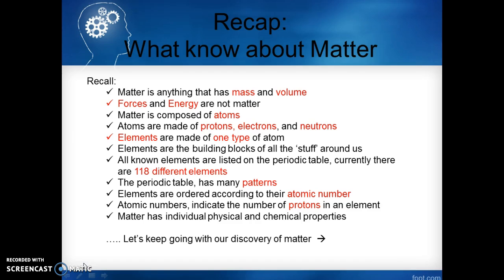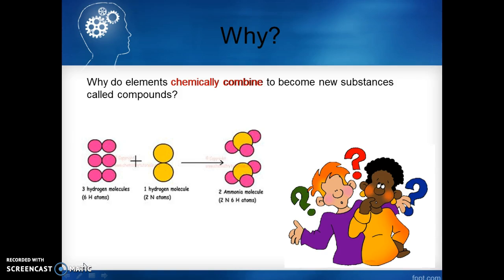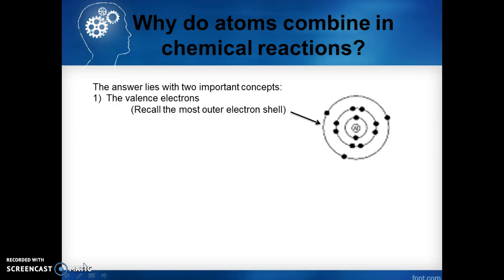Alrighty, let's keep going with our discovery of matter. So, why do elements chemically combine to become new substances called compounds? How does that happen? Well, the answer lies with two important concepts. The first one is valence electrons. Recall that valence electrons are the electrons in the most outer shell of an atom. This atom has 3 outer electrons.